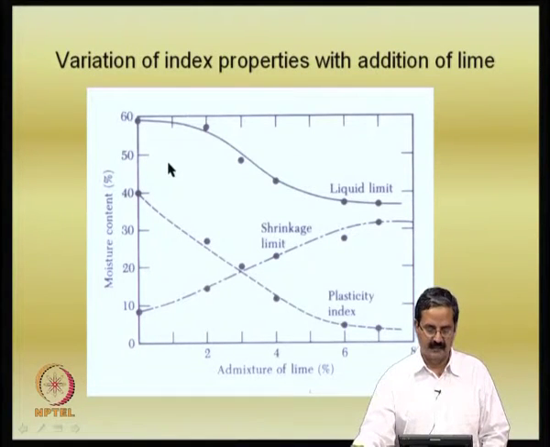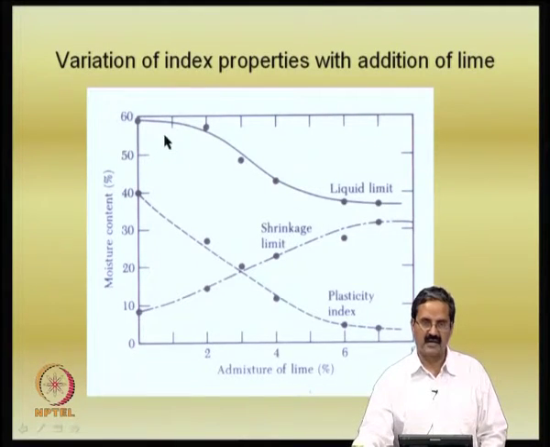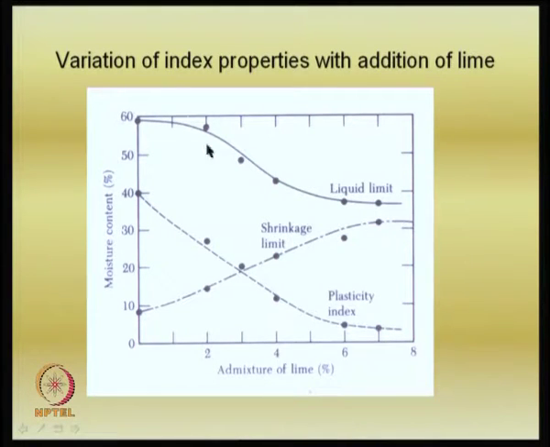This is a typical example of how the mixture of lime with water can change the plastic characteristics. For example, if you see the liquid limit, it is about 60% here, and with addition of lime percentages of 2, 4, 6 and 8, the liquid limit has come down from 60 to 40%. Then the plasticity index, from 42, has come down to about 5%. It is a very good difference.